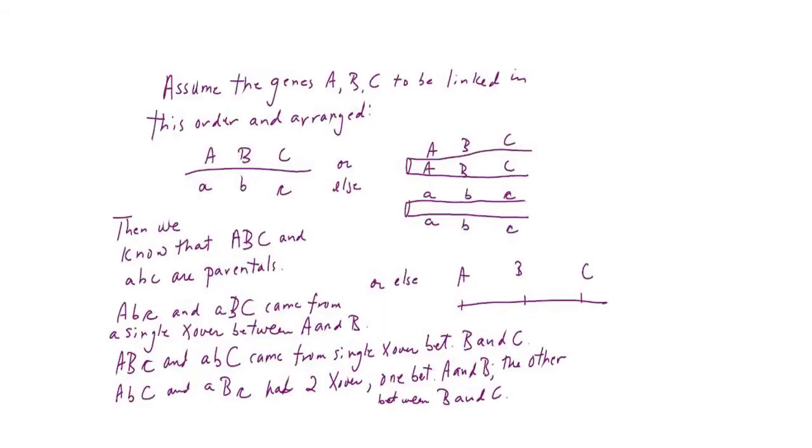Okay. So we're going to start with an arrangement that we're told, where we have big A, big B, big C on one homolog, little a, little b, little c on the other homolog. So from here, we know that the big A, big B, big C is a parental. Little a, little b, little c is also the parental. Okay, and we can predict what progeny will occur as a result of crossovers between A and B and between B and C, and double crossovers in which 2 recombination events occur, one between A and B and the other between B and C.